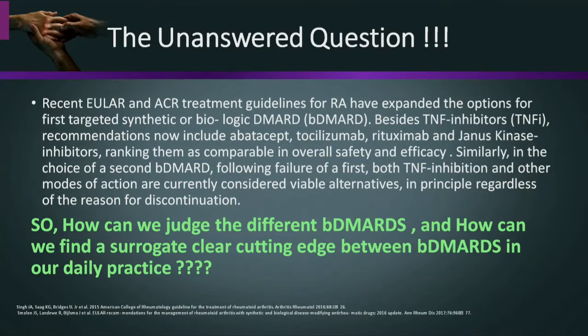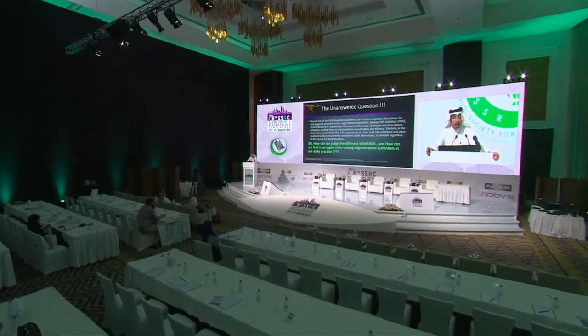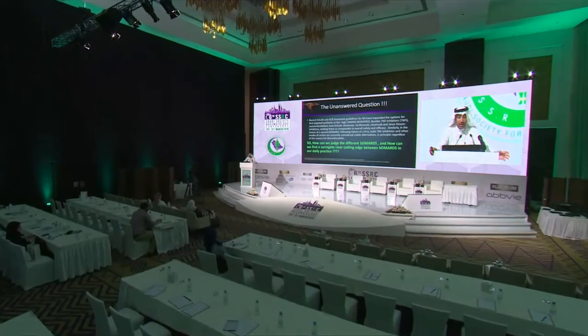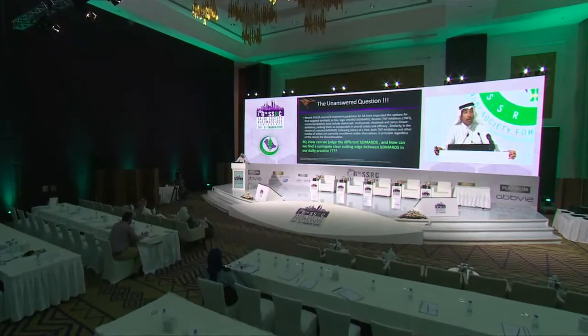And looking to these guidelines, we understand that there was no differences between the efficacy and safety for such patients. Even those who failed the first biological therapy, the recommendation will mention the same. So still in our mind, how can we judge the different biological agents? And how can we find the surrogate clear cutting edge between biological agents in our daily practice? And I think this is a very important unanswered question for all of us.